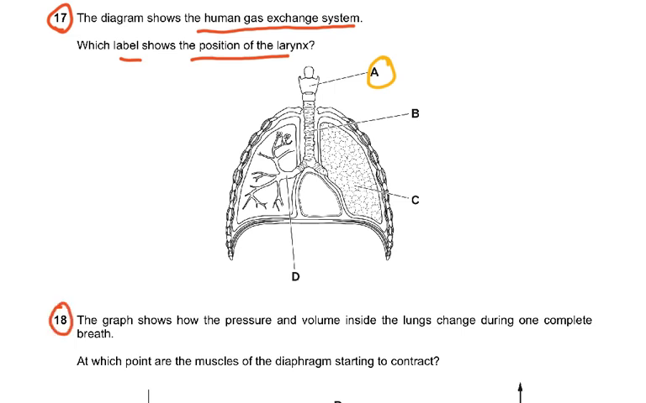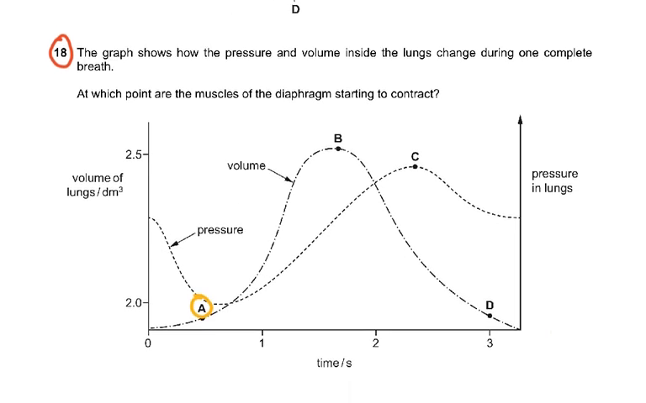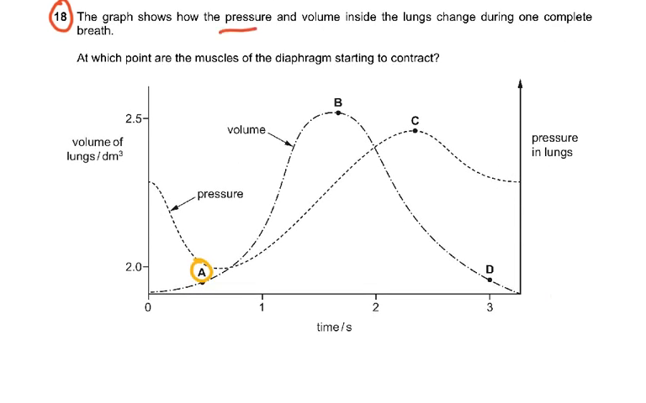Then coming to question number 18, the graph shows how the pressure and volume inside the lungs changes during one complete breath. Let's understand it. At which point are the muscles of the diaphragm starting to contract? So one is the volume and the other is the pressure. And you know that when the diaphragm muscle contracts, what does it do? It sort of goes down, less convex. And that's when a person starts to inhale.